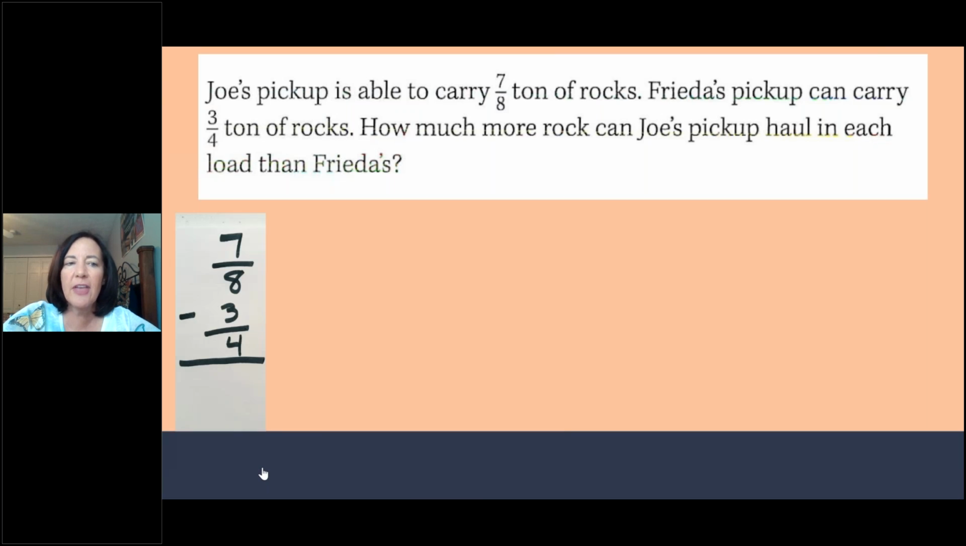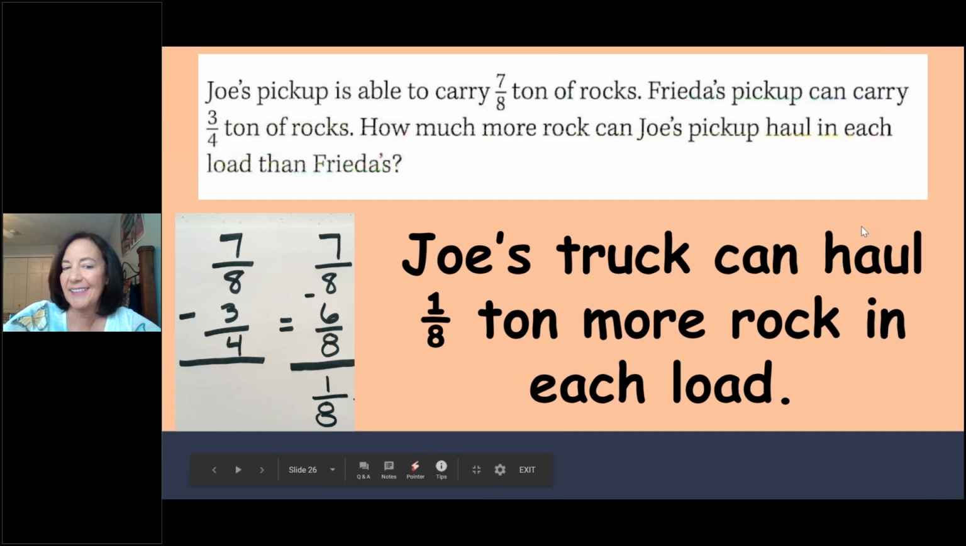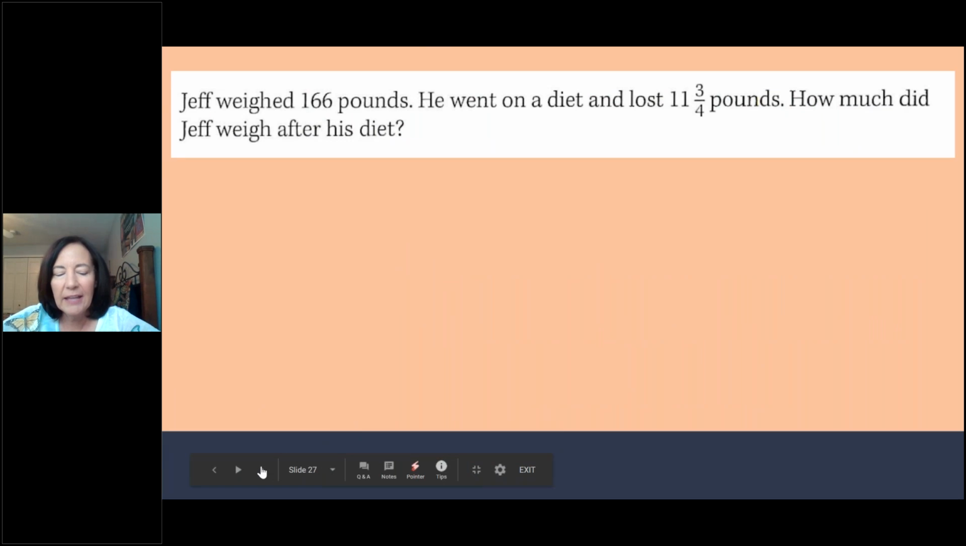Perfect. So go ahead and solve that for me. Or if you want me to be your secretary, tell me what to write. Okay, so we need 8 as our common denominator. Then we need times 1. So we have 7/8 and 6/8. And we would subtract it, and it would be 1/8. That's perfect. So 1/8 ton more. Joe's truck can haul 1/8 ton more rock in each load. Good job. Okay, let's try this one.